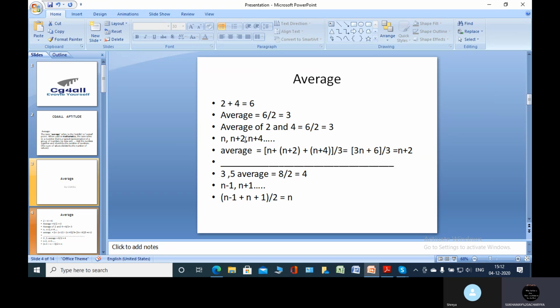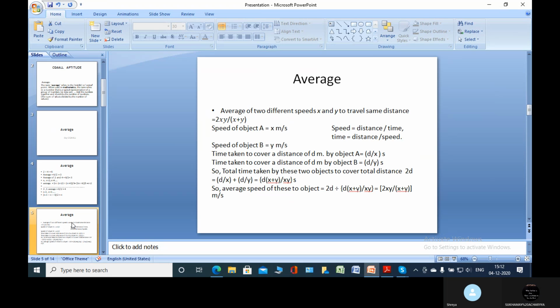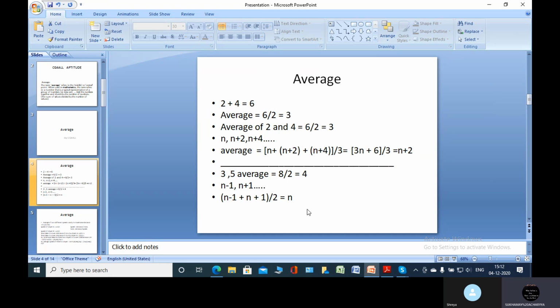Take n, n plus 2 and n plus 4. If these are the three numbers, then what will be the average? The average will be the summation of those three numbers divided by 3, that is 3n plus 6 by 3, which is equal to n plus 2. Similarly, the average of 3 and 5 is 8 by 2, which is equal to 4. We can also calculate the average of n minus 1 and n plus 1, that is n minus 1 plus n plus 1 by 2, which is equal to n. In that way, generally we calculate average.